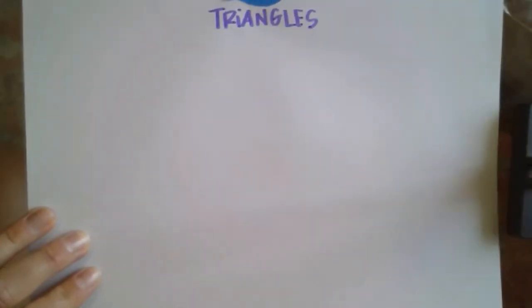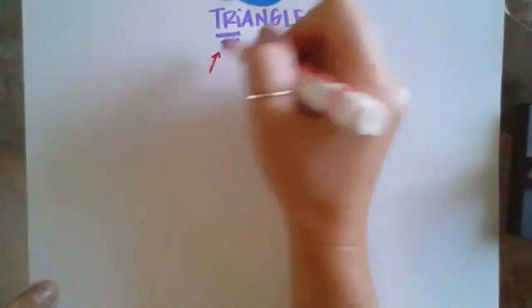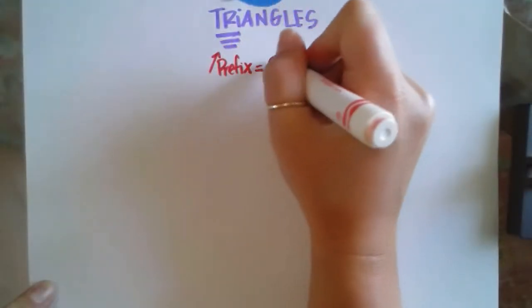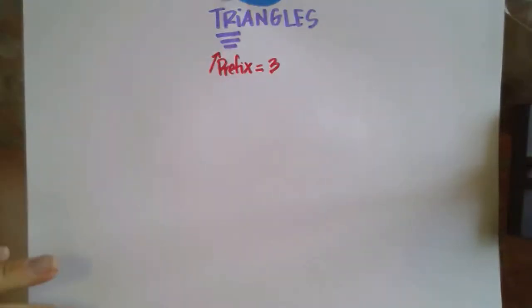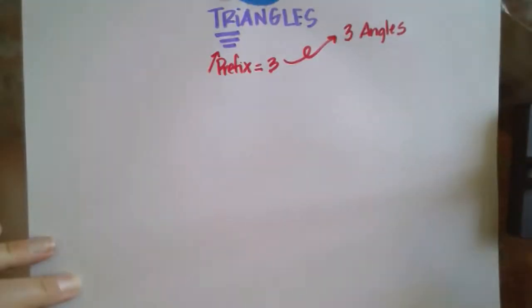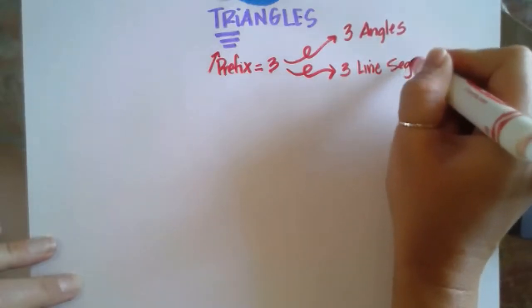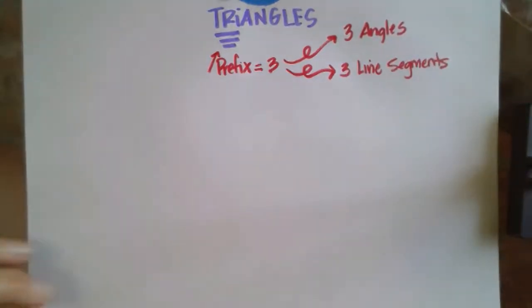Follow along. Tri in triangles is the prefix meaning 3. We know that each and every triangle has 3 angles and 3 line segments, all joining together to create a triangle. The first way we're going to classify triangles is based on their line segments and angles.